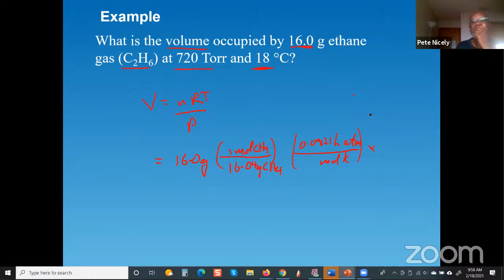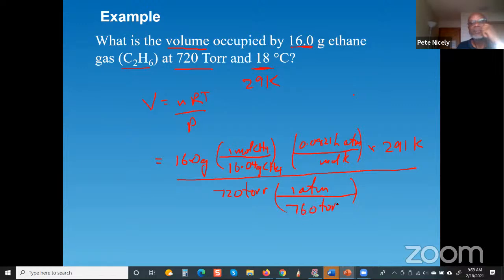And then we multiply by the temperature. Now the temperature here is 18 degrees Celsius. If you add 18 to 273, that would give you the corresponding value in Kelvin. So this is 291 Kelvin. So I'm going to put 291 Kelvin here. And then I will divide by the pressure. Now in this case, they gave us the pressure in torr, 720 torr. And if you remember, we said that 760 torr is equal to 1 atmosphere. So the way we would represent this here, we're just going to put 1 atmosphere here and 760 torr down here.